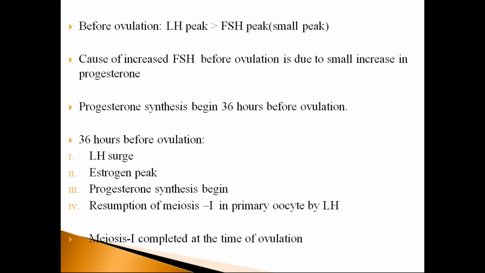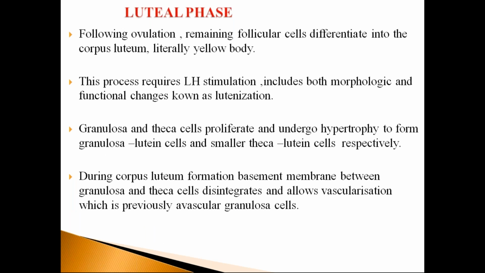So before ovulation, there is an LH peak, more of an LH peak and a little bit of an FSH peak, and the cause of the increased FSH is a small increase in progesterone, and progesterone synthesis usually begins 36 hours before ovulation. So the LH surge, estrogen peak, progesterone synthesis and resumption of meiosis 1 happen during the LH surge. Meiosis 1 is completed at ovulation, and it will start meiosis 2, which is arrested in the metaphase stage, and only that is resumed after fertilization.